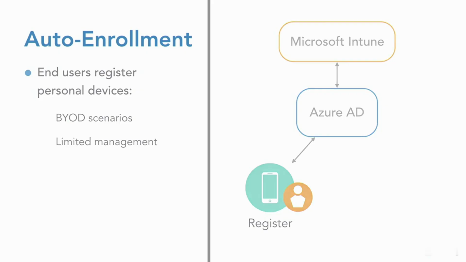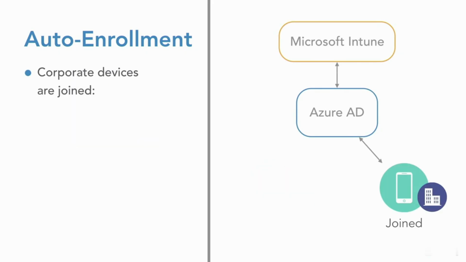Alternatively, devices can be joined. Company-owned devices are normally joined to Azure AD, which will then auto-enroll the device into Intune. Joining provides extra benefits because devices can be fully managed by Intune. For this course, we'll be concentrating on resolving issues specifically with the Azure AD Join process.